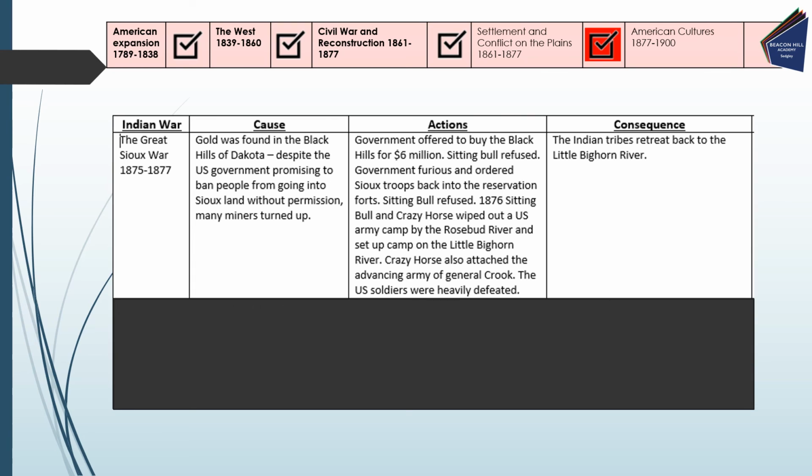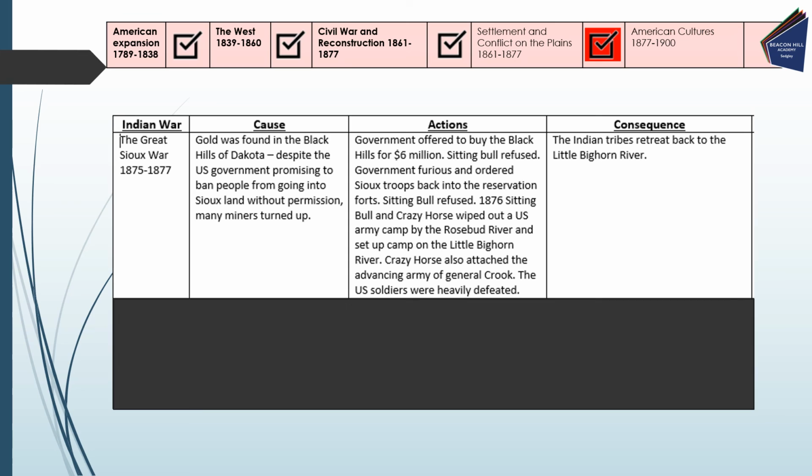The government were furious and ordered Sioux troops back into reservation forts. In 1876, Sitting Bull and Crazy Horse wiped out a US Army camp by the Rosebud River and set up camp on the Little Bighorn River. Crazy Horse also attacked the advancing army of General Crook, and the US soldiers were heavily defeated. So we see here military action from the Lakota Sioux, and we see the fact that they actually managed to defeat an army of US soldiers. The consequence is that the Indian tribes retreat back to the Little Bighorn River, and that's where they essentially dig in.